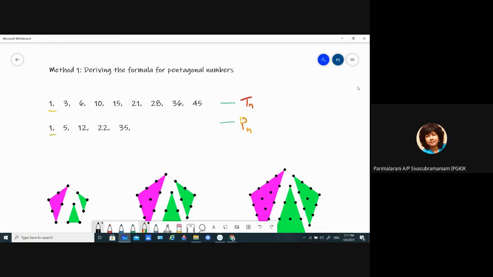For pentagonal numbers, the second number is 5. How is 5 related to triangular numbers? We know that 5 is 3 plus 2. There's a 3 here, and we need 2 more. If we multiply this by 2, we have 2 plus 3, which gives us 5. How do we get 12 from triangular numbers? We know that 12 is 6 plus 6. We already have one 6 here. If we multiply this by 2, we can get another 6. So can you see the relationship here?